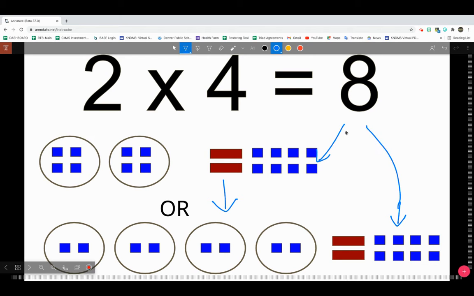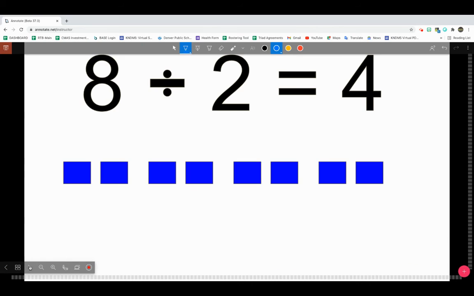Notice that my total is 8. That's how many dots or squares I have in total, based on how many groups I had and how many I had in each group. Now, when we think about division, 8 divided by 2 equals 4. Division is related to multiplication, but used differently. When it comes to division, I use my total first, and I put them in groups of something to figure out how many I have in each group. Or you can look at it as taking my total, putting them in groups of 2 to figure out how many groups I made. So in a sense, they give me the total, and I'm figuring out the groupings.